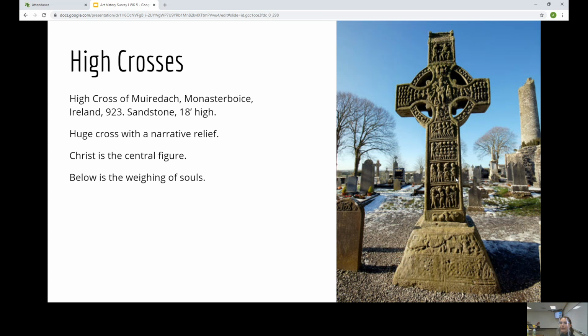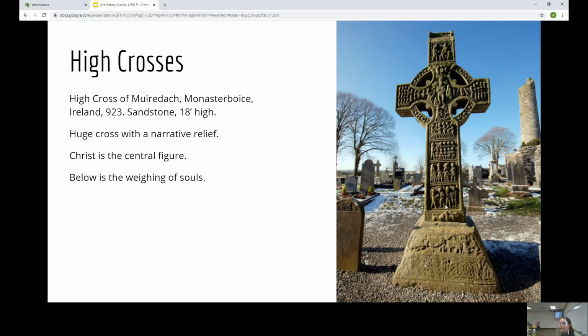Now, something else that this region is known for are their high crosses. When Christianity spreads, just like with Rome, they start using different ways to bury their dead versus burning them. They bury them in cemeteries, usually with some sort of a grave marker. In this region, the popular grave marker was the high cross, or Celtic cross, is what I learned it as. This thing is huge. It is 18 feet high. Big. It's all one piece of sandstone.